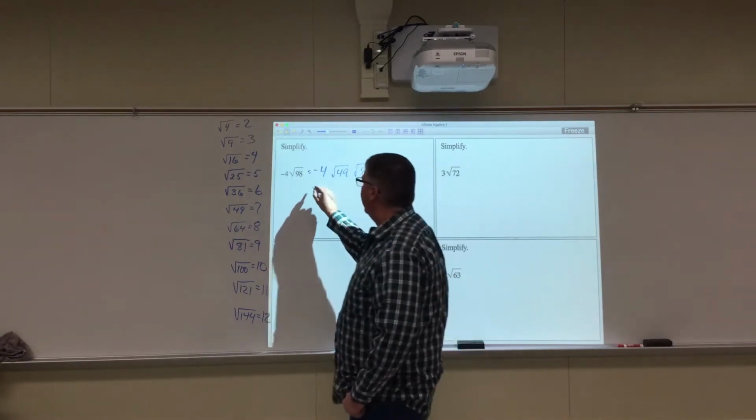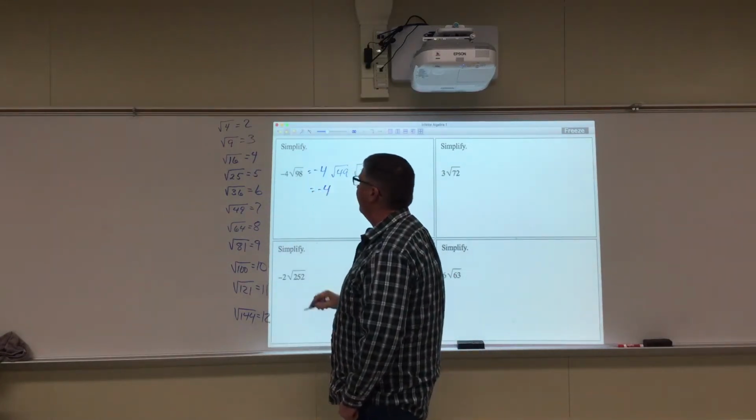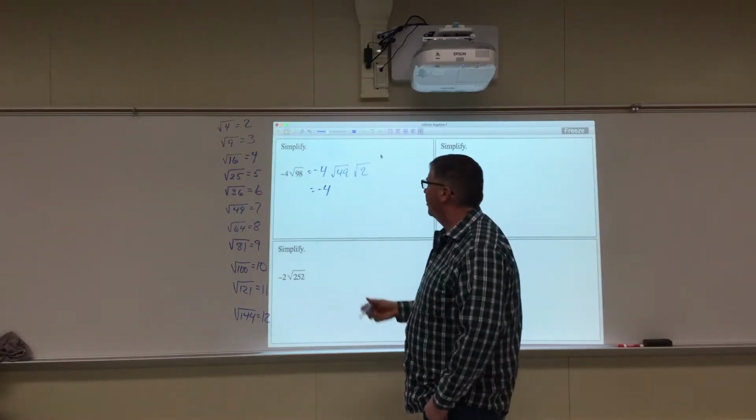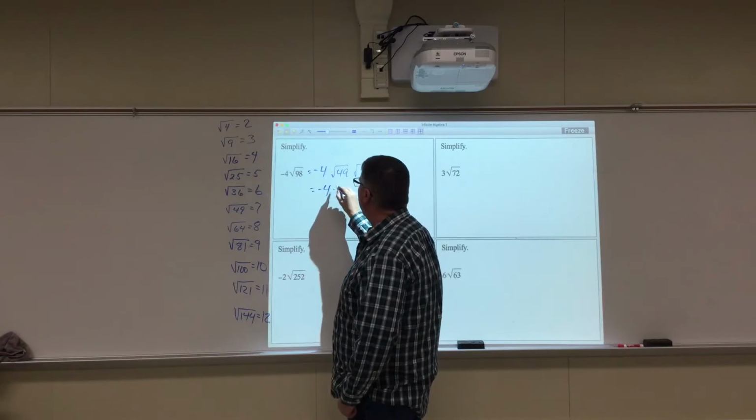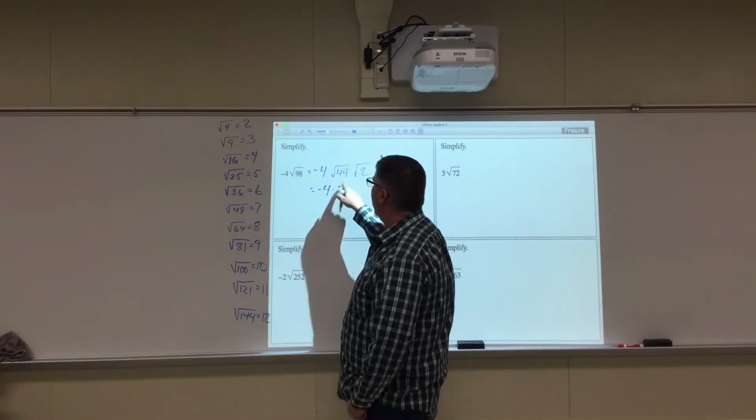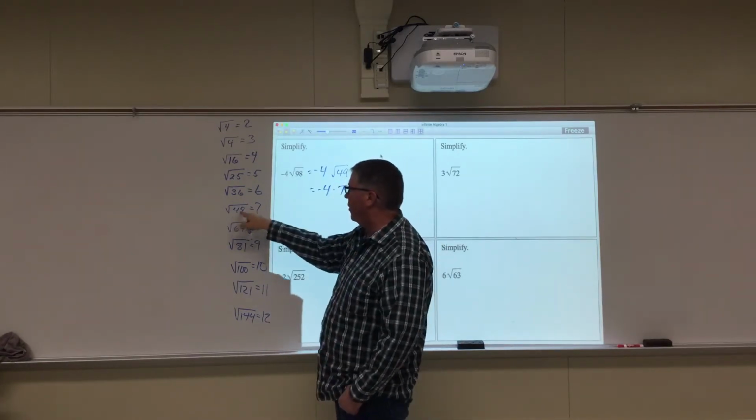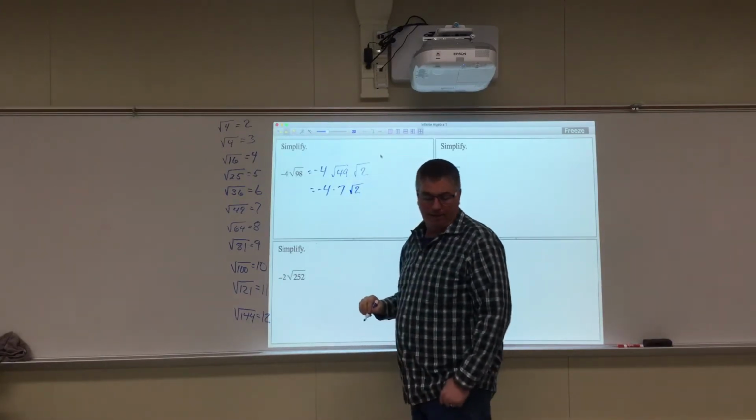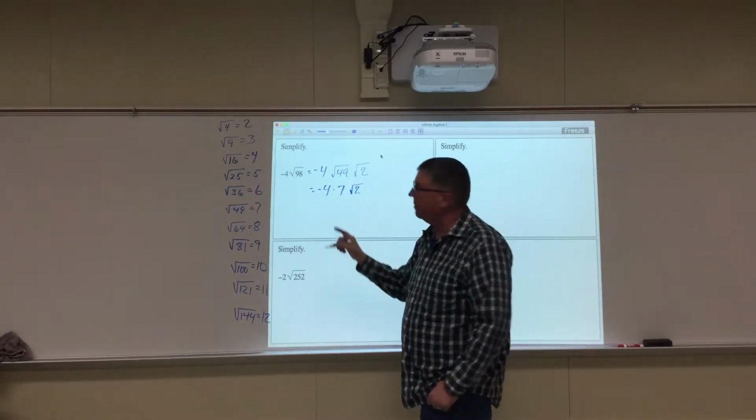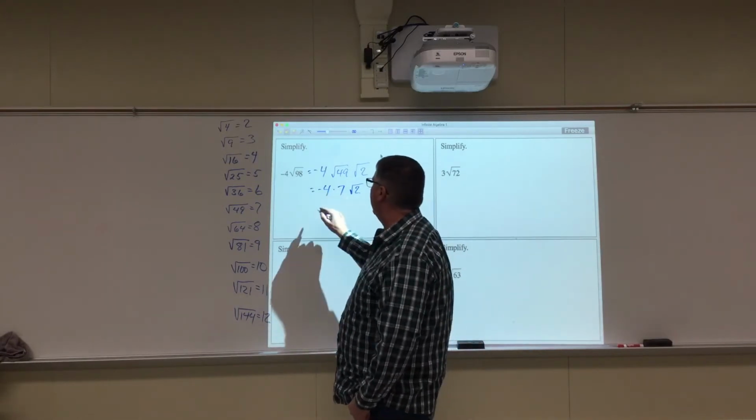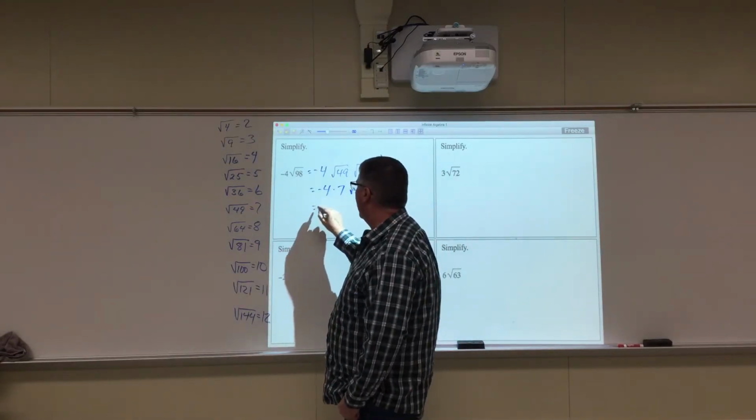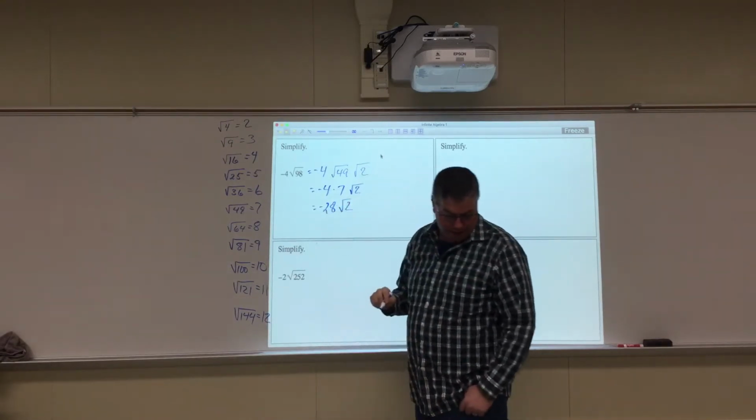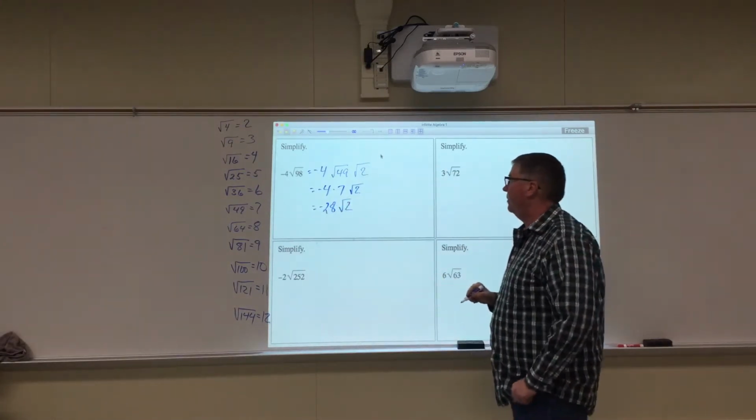Once I get that, -4 is still hanging out outside of the radical, not underneath the square root. Radical 49 is 7. Radical 2 has to stay in. And -4 times 7 is -28 radical 2. So we're good with that one.